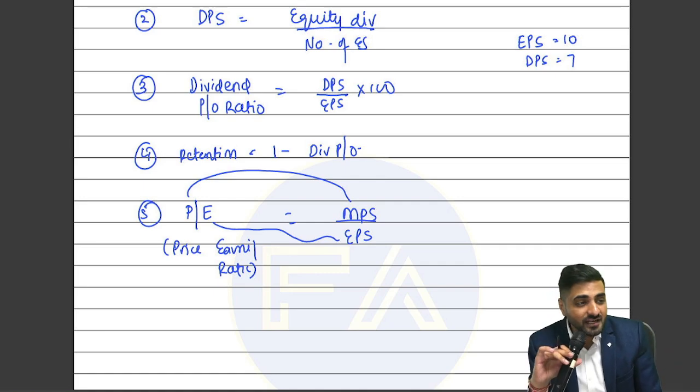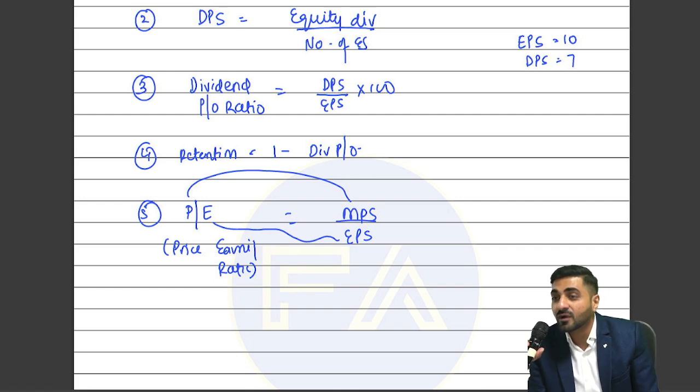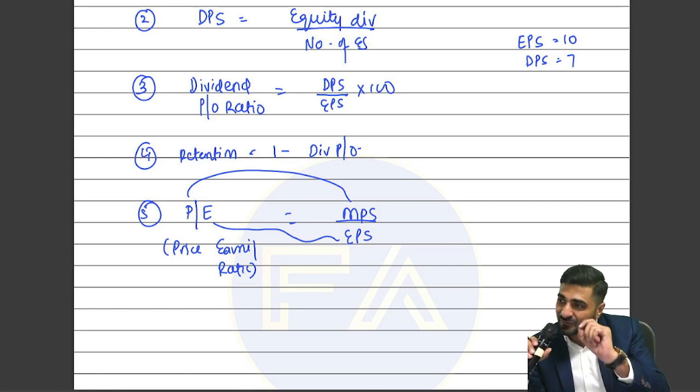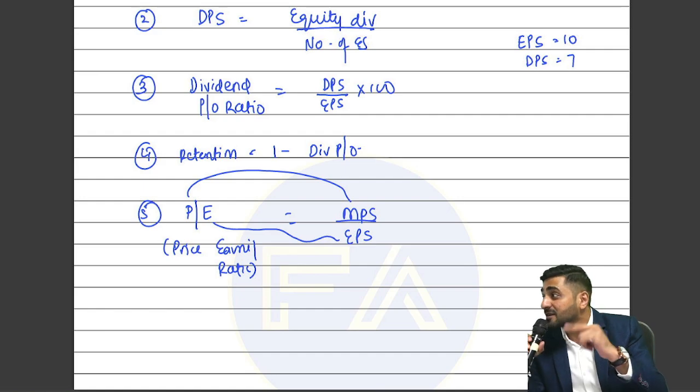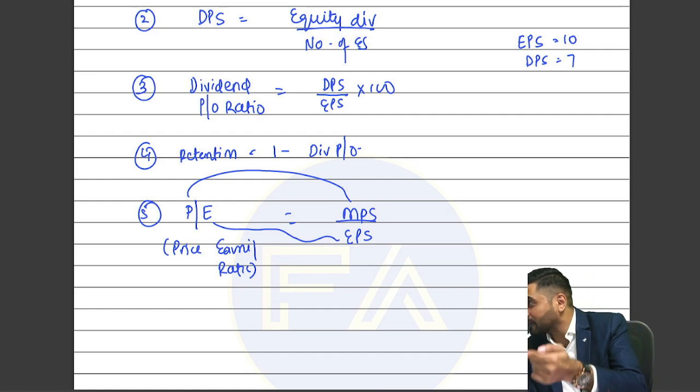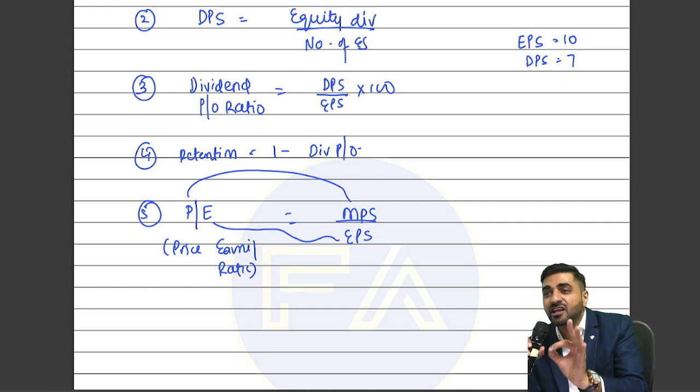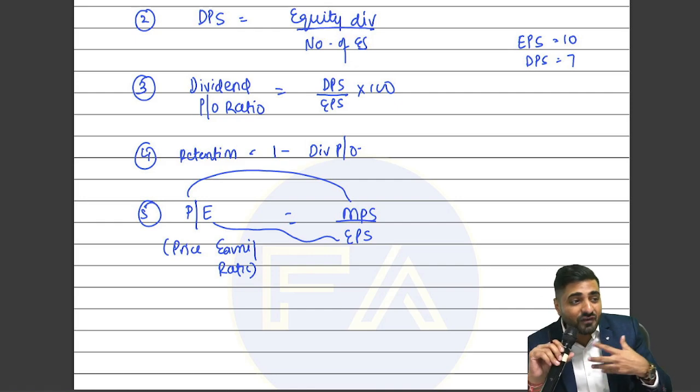What does this ratio tell you? What is the indicator? Growth. Very good. How many times a shareholder is willing to pay to earn 1 rupee of EPS? That's called the P/E ratio. How many times a shareholder is willing to pay for 1 rupee of EPS? This is an indicator of demand. This is an indicator of willingness.